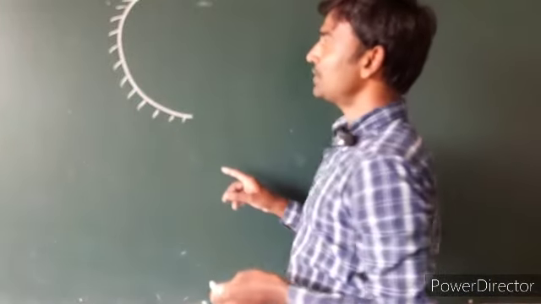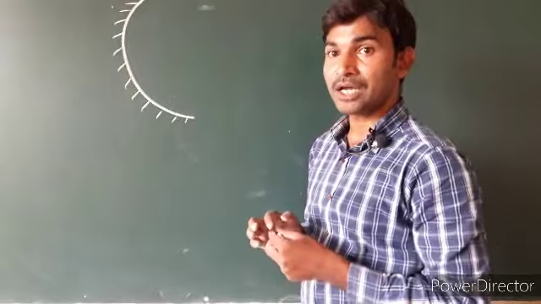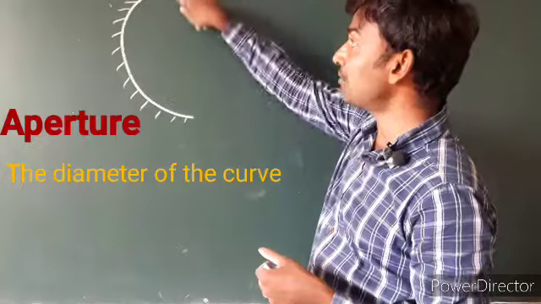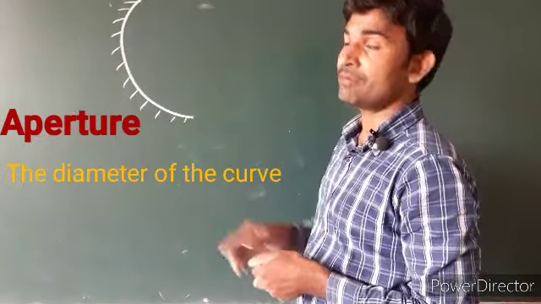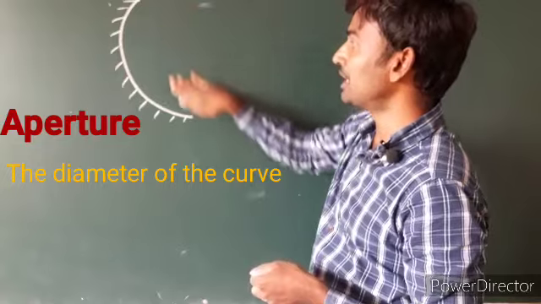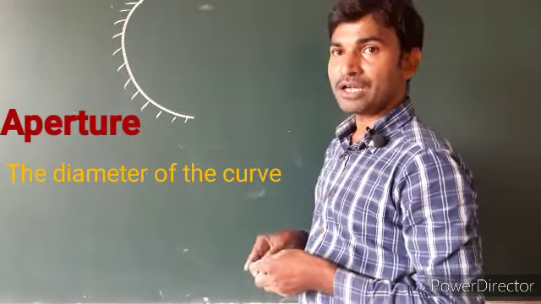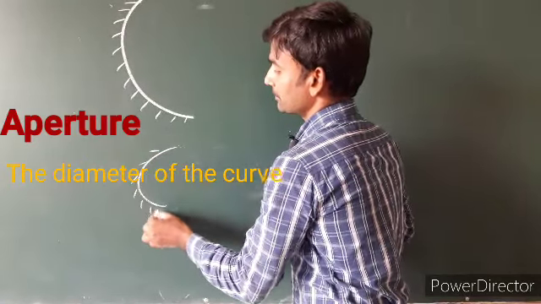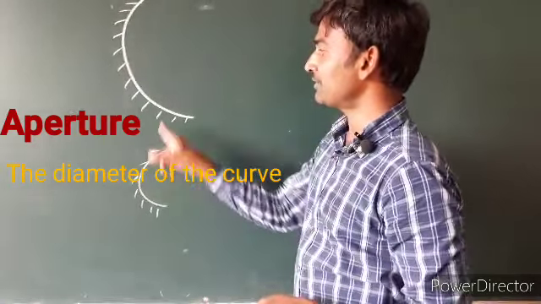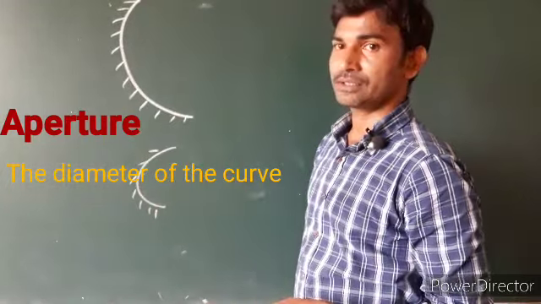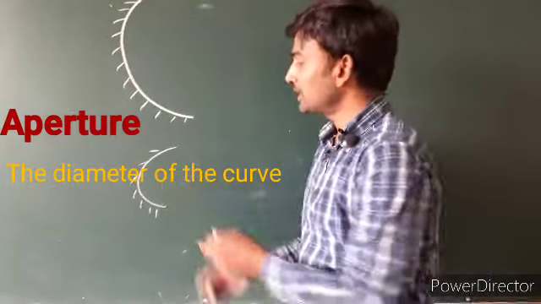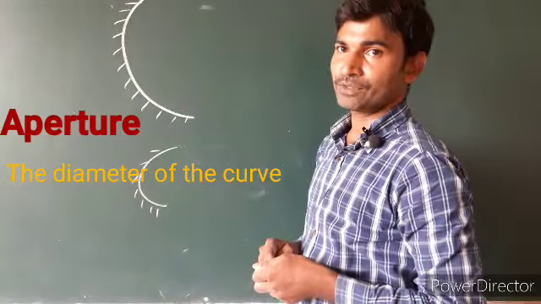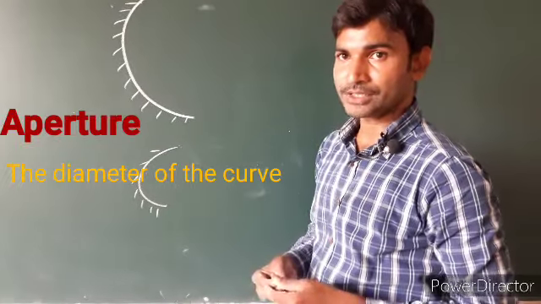Now the first word is aperture. What do you mean by aperture? The length of the curve, or the diameter of the curve, is called aperture. From here to here the length is there, the diameter of the curvature is called aperture. For example, this is one more concave mirror. If this is A and this is B, its diameter is small, that means its aperture is small. This has less aperture, and this has more aperture. That is about aperture.